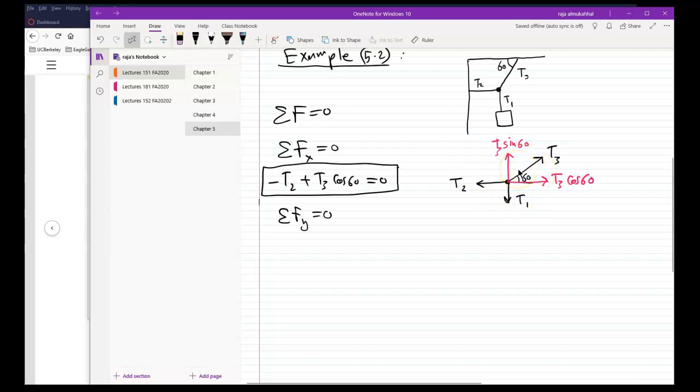So anyway, for F sub y, again, up means positive, down means negative. So that means I have T sub 3 sine 60 minus T1 equals 0. And there we go, I have another equation. Am I done with the problem? Not exactly. Unfortunately, he didn't give us any numbers, so we're not going to get any numbers out of that. But anyway, now I want to solve for T1, T2, and T3 in terms of the weight, okay?